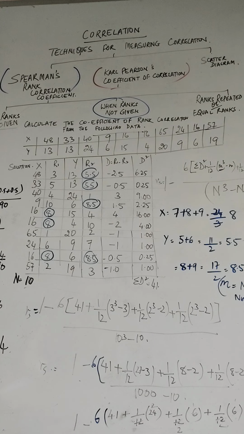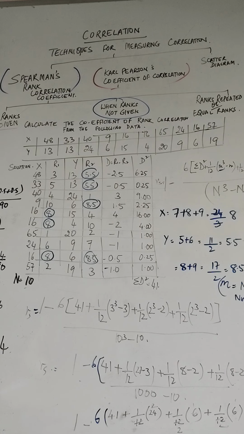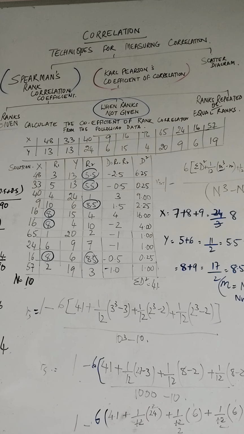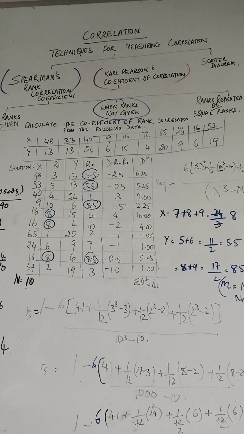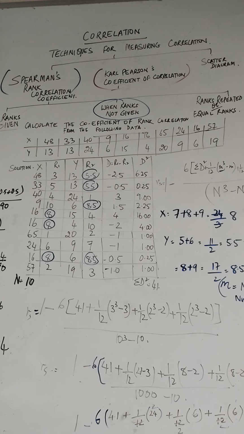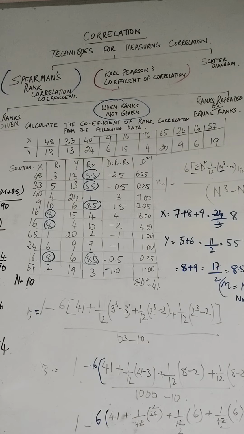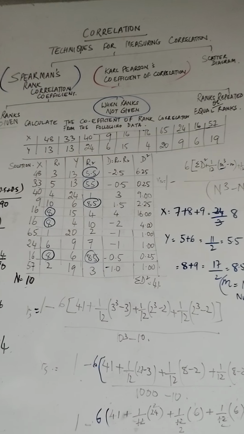If the number of values is quite large, it becomes a difficult task to find out ranks and their differences. And of course, it is not as precise as Karl Pearson's method because it uses ranks only, and original values are not taken into account.